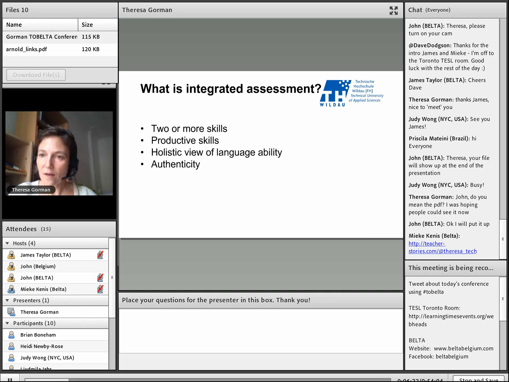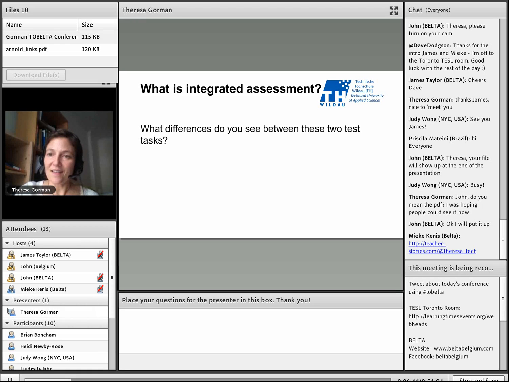In order to get a better idea, I was thinking I could ask you to look at two different writing exam tasks and compare them. If you look at the files box in the upper left-hand corner, John, thank you, has put up a link to a PDF. If it's possible for you to open that, I'd love to have you read two test tasks on the first page of the PDF, and see what differences you find between the two tasks.